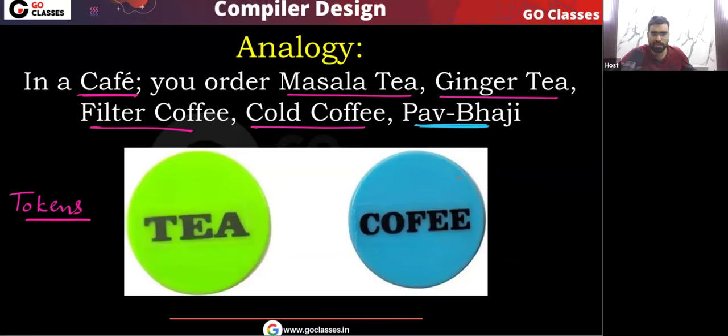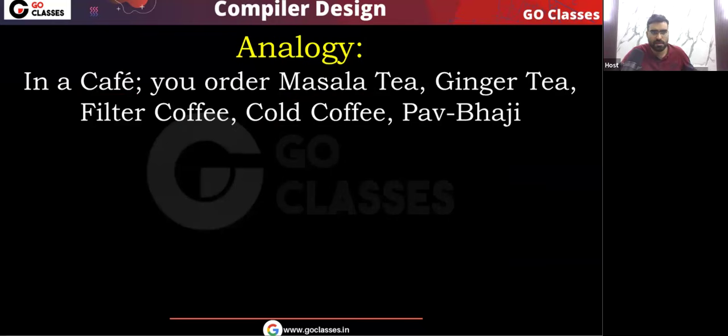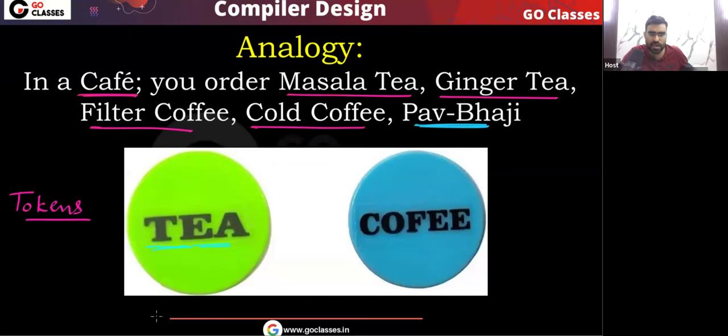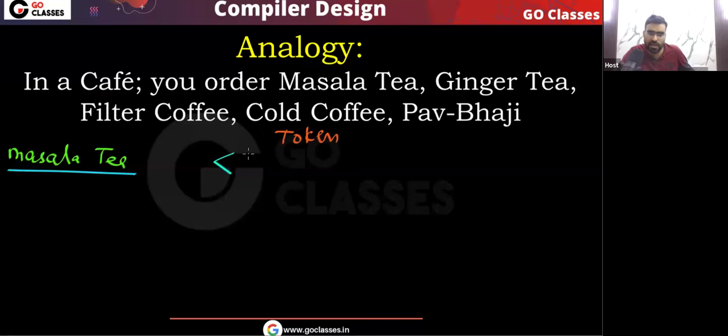Now what will happen? Let me tell you what this cafe will do. For this masala tea, the cafe will create a token. It will generate a token, and the token will be like this. The token will have two things. One is the token name. The token name is T, for tea.